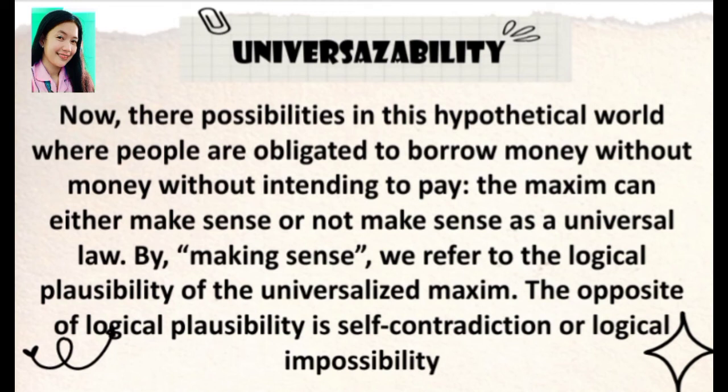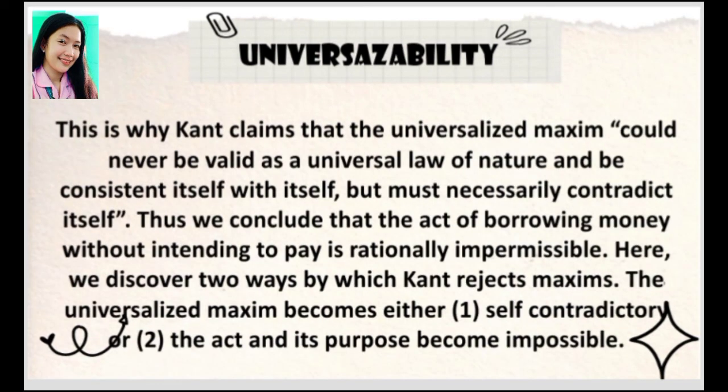So, in universal law, what's right to you could be wrong to others, and what's right to others could be wrong to you. This is why Kant claims that the universalized maxim could never be valid as a universal law of nature and be consistent with itself, but must necessarily contradict itself. So, to make this topic short, universal law means if I do this action, everyone should follow.